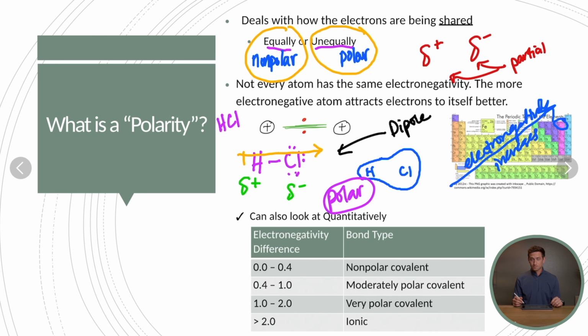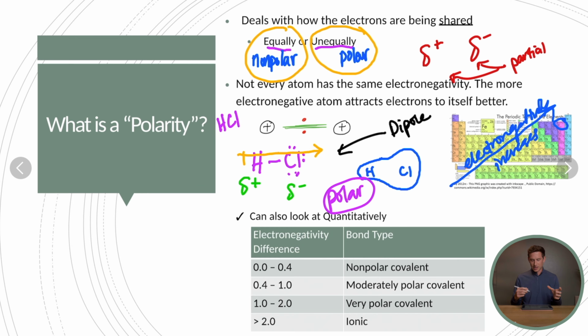and we'll differentiate the two in a second. Okay, now that's really the nitty-gritty of polarity. How electrons are being shared. Are they being shared equally, or are they being shared unequally? Nonpolar versus polar. We can also look at this quantitatively. I'm not going to spend a whole lot of time on this just because it's not super important.